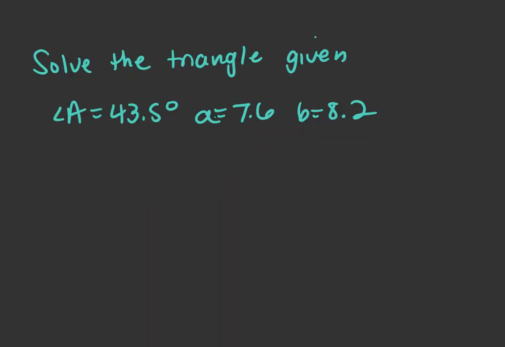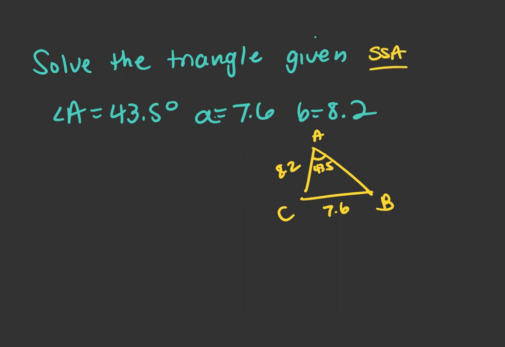All right, so first of all, these are going to get looped in together. If you look at what you're given here, A, B, C, this would be angle 43.5. The opposite side would be 7.6, and opposite B is 8.2. So you're given one angle and 2 sides, and it's not the included angle. This is your side-side-angle scenario, which means there could be an ambiguous case here. There could be 1 triangle, no triangle, or 2 triangles. I go into it assuming that there are 2.